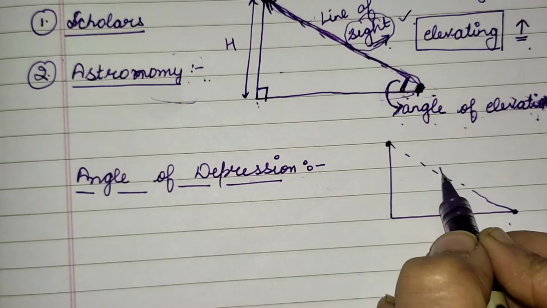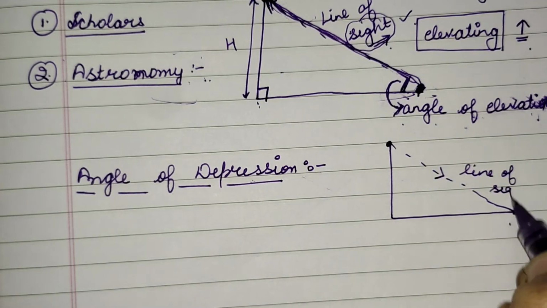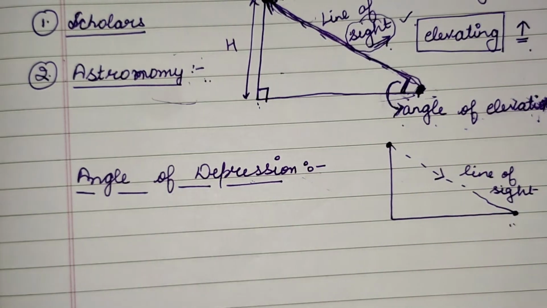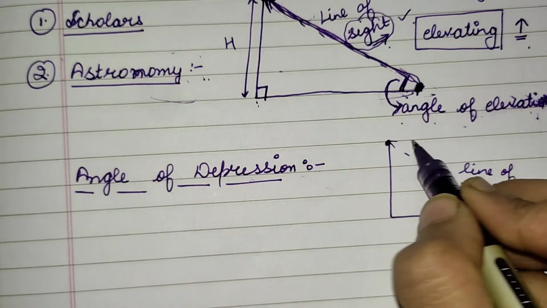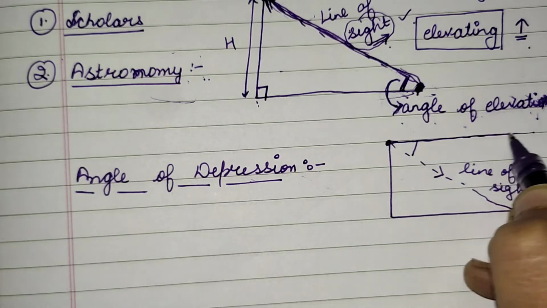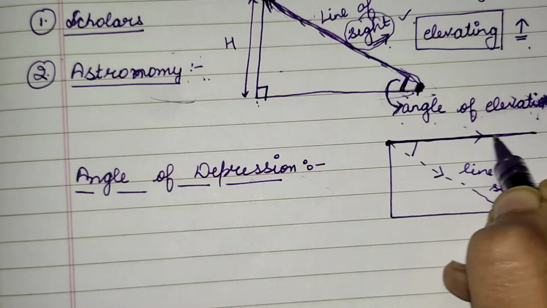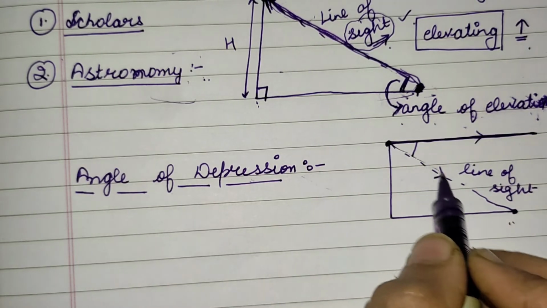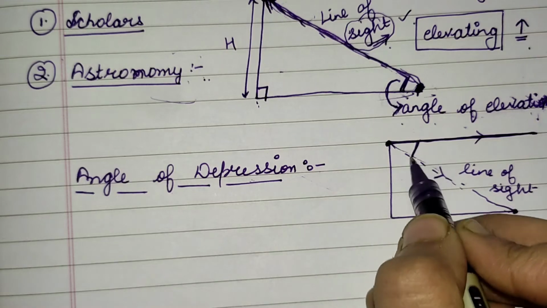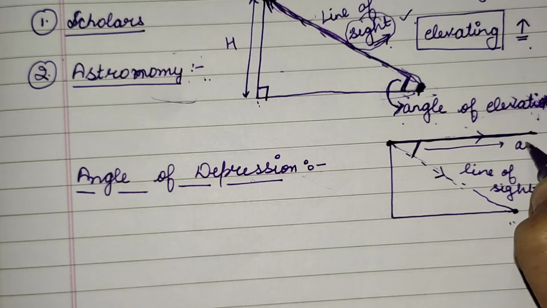Okay, so this will also be called the line of sight, because you are seeing something. Now, the angle which is made with the horizontal of your eyesight: suppose you are seeing in this direction, then this will be the horizontal direction, but you are seeing in this direction, so the angle with the horizontal line is called the angle of depression.